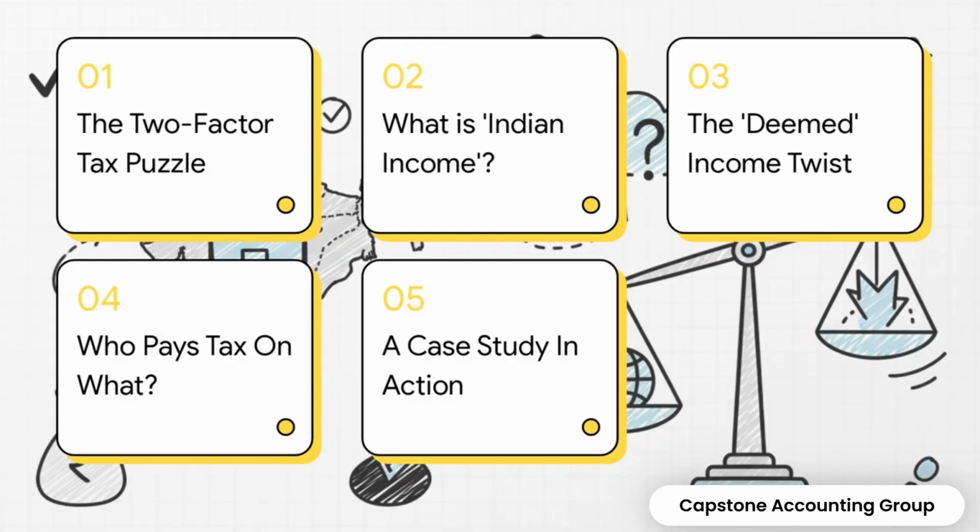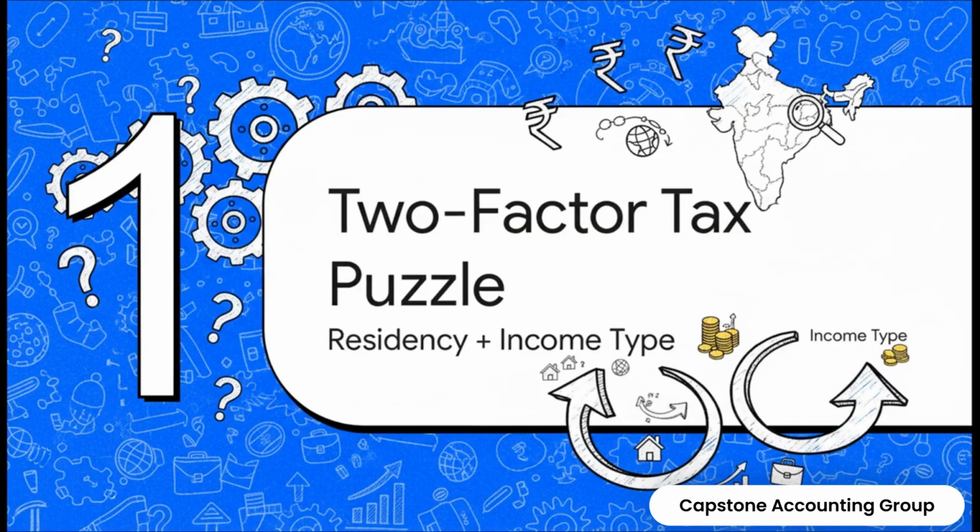So here's how we're going to break this down. First, we'll look at the core puzzle. Then, we'll define what Indian income even means. We'll get into a little twist called deemed income, see who pays tax on what, and finally, put it all together with a case study. Okay, let's dive right in.